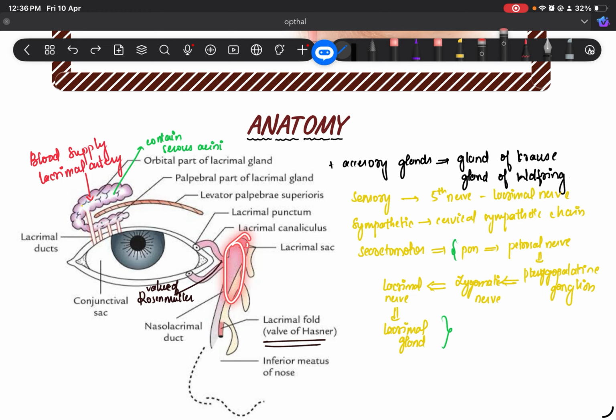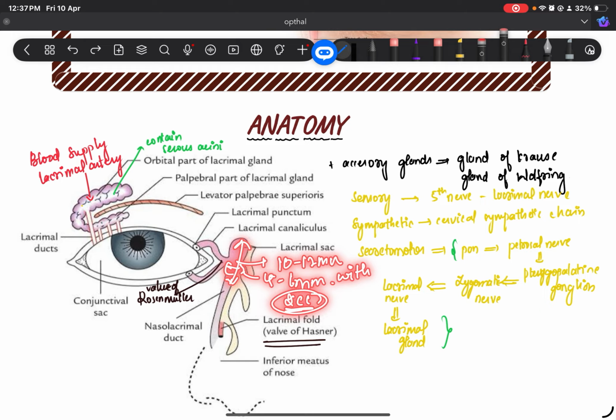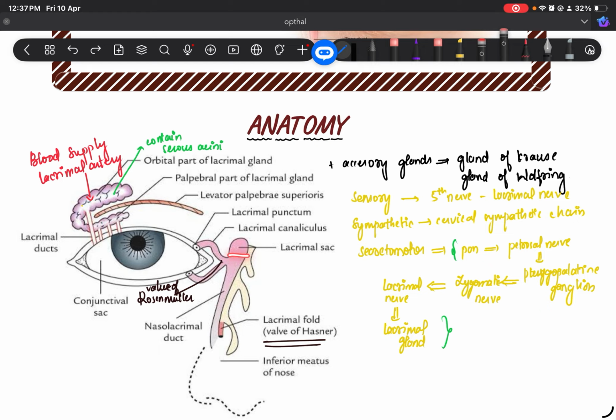Lacrimal sac. The lacrimal sac is about 10 to 12 mm in length, and in breadth it's about 5 to 6 mm, with 2 cubic millimeter volume. There are 3 parts. This is the fundus part, this is the body part, and this is the neck part. The neck part forms to become nasolacrimal duct.